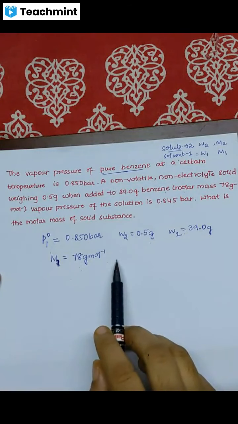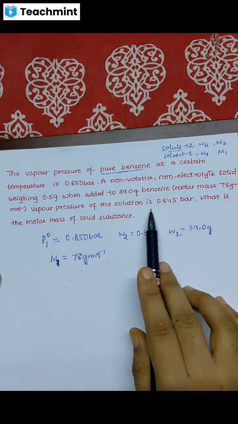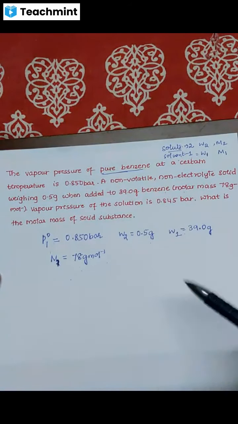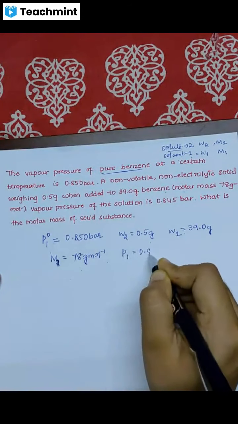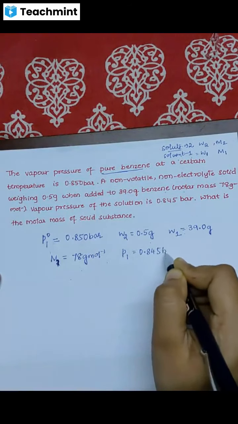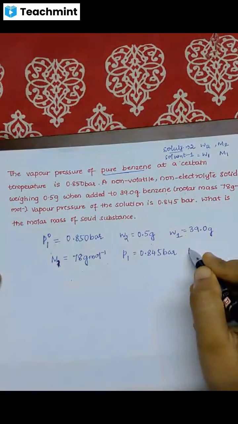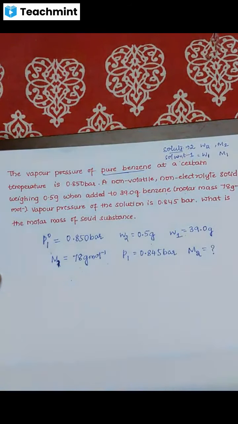Now what else is given after that? Vapor pressure of the solution is 0.845 bar. So if we look here, P1 equal to 0.845 bar. This is the vapor pressure of the solution. Then they have asked us what is the molar mass of a solid substance. So they have asked us what? Solid is our solute. M2 is asked in the question.